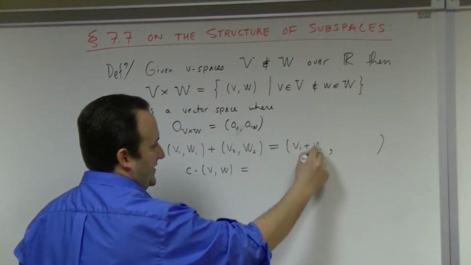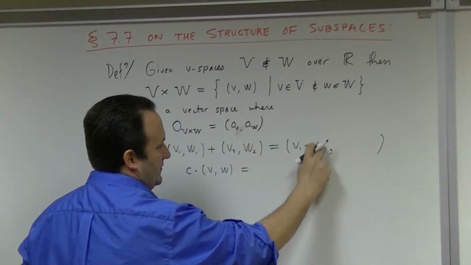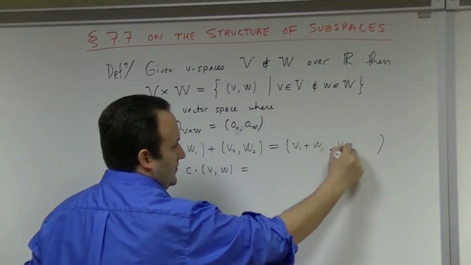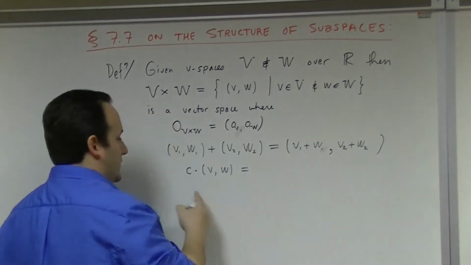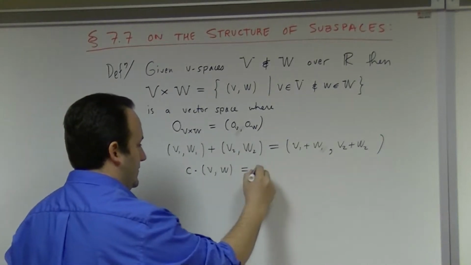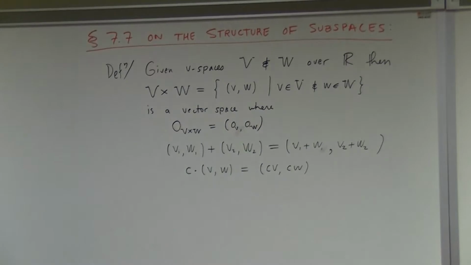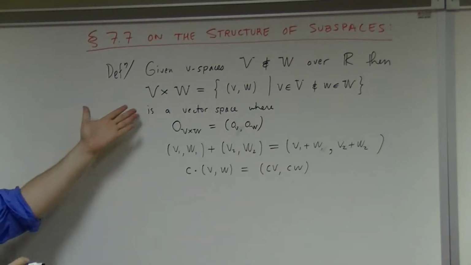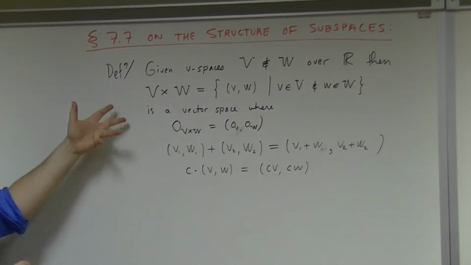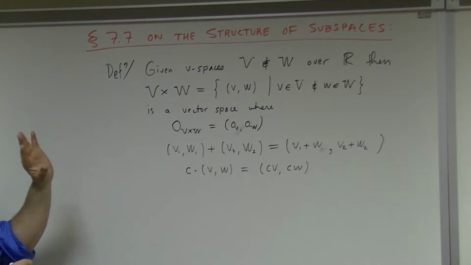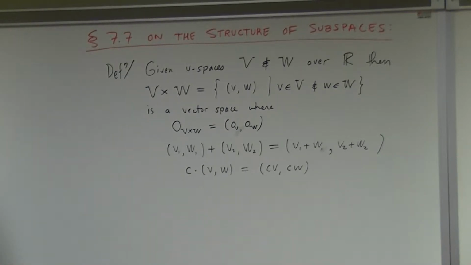So you just add component-wise, right? (v1 plus v2, w1 plus w2). And here you said what? (cv, cw). (cv, cw), all right. Now, so this is in fact a new vector space. So if I have these two vector spaces, V and W, I can create yet another vector space, V cross W, which is a new vector space distinct from the first two that I'm given, right?